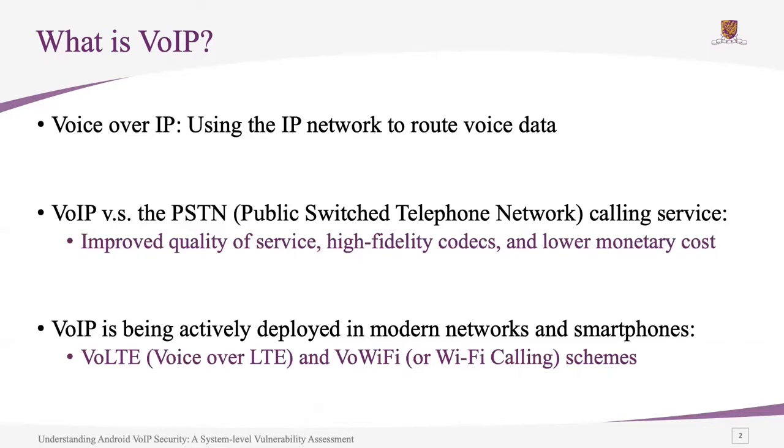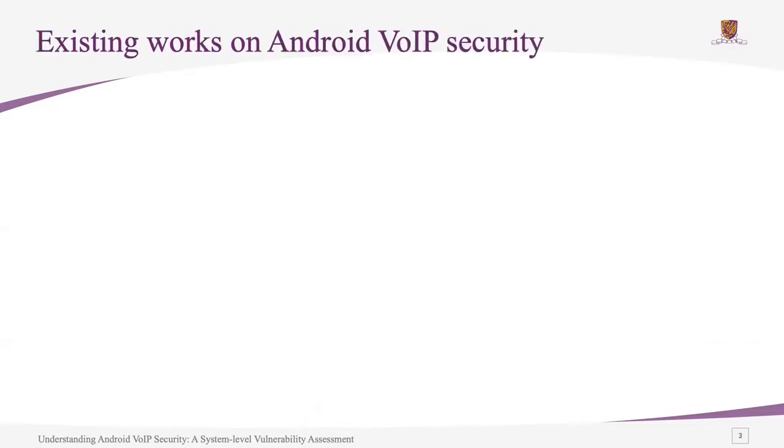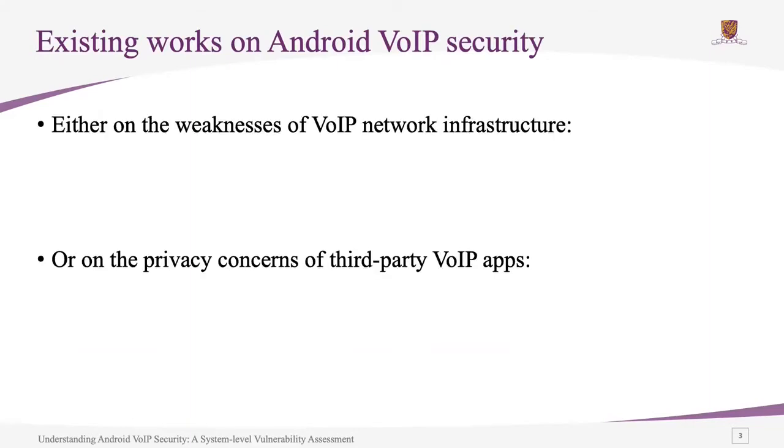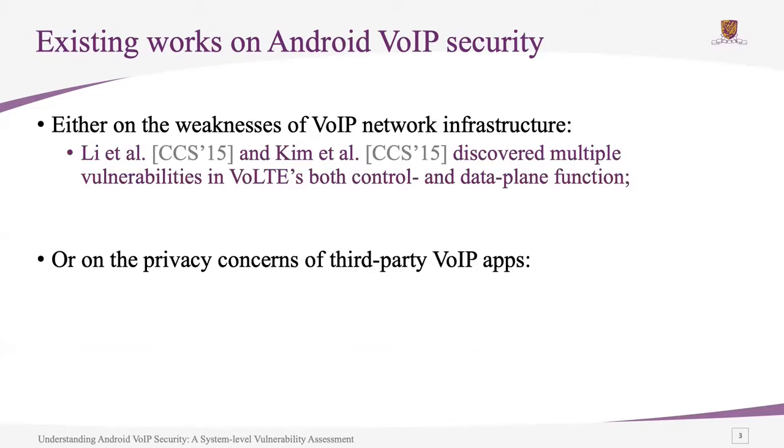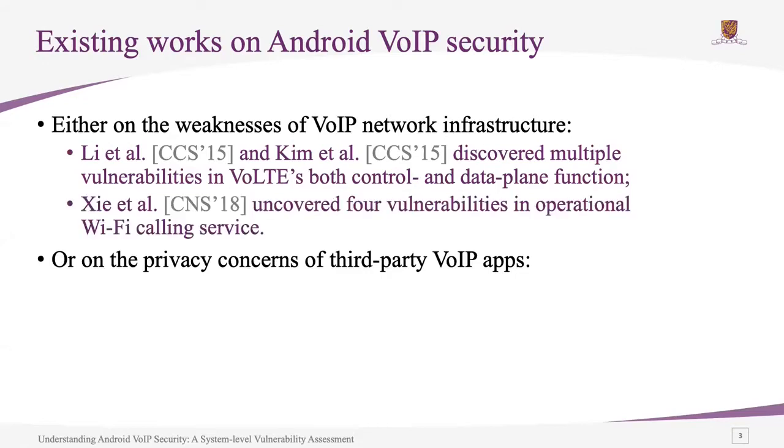Because of these advantages, VoIP is being actively deployed in modern networks and smartphones, such as the latest VoLTE and VoWi-Fi schemes. There are some existing works on Android VoIP security. However, they focused either on the weakness of VoIP network infrastructure or on the privacy concern of third-party VoIP applications. For the research of VoIP network infrastructure, there are two CCS papers that discovered multiple vulnerabilities in VoLTE's control and data plane function. Another paper published in CNS 2018 uncovered 4 vulnerabilities in operational Wi-Fi calling service.